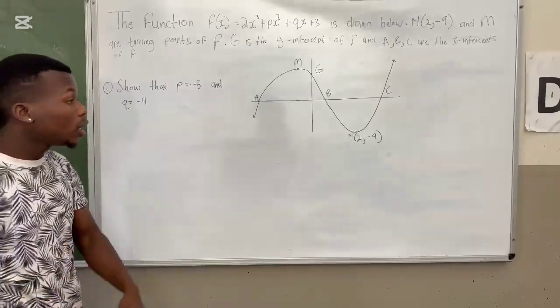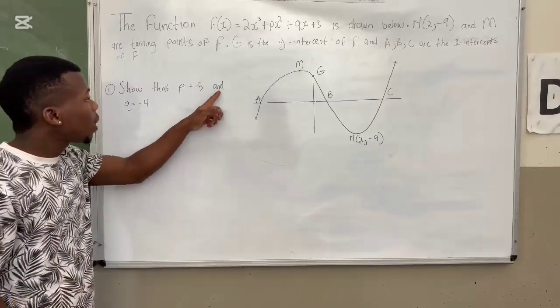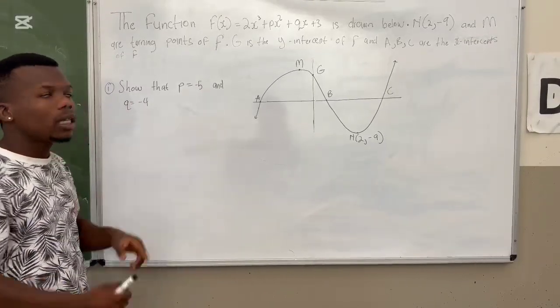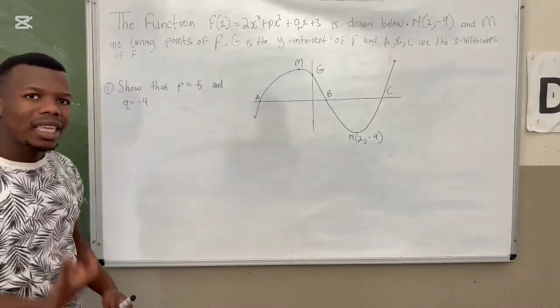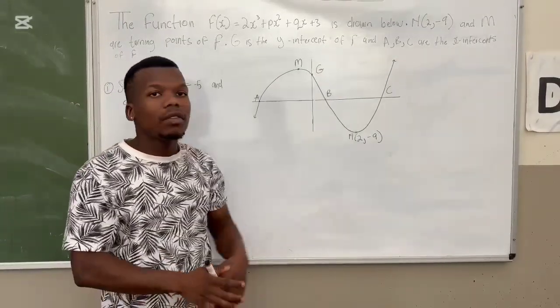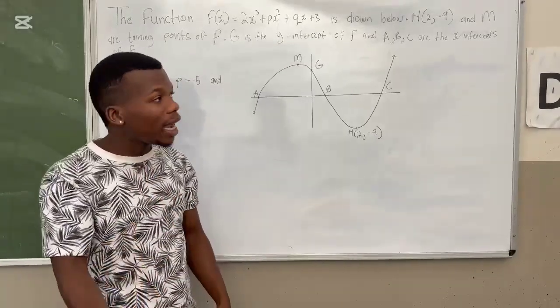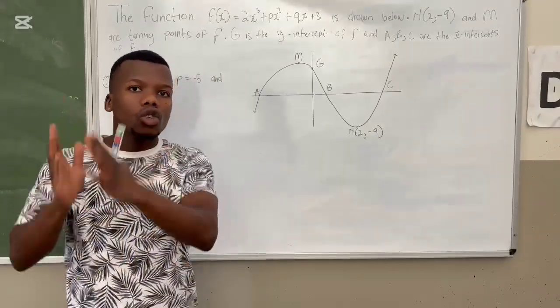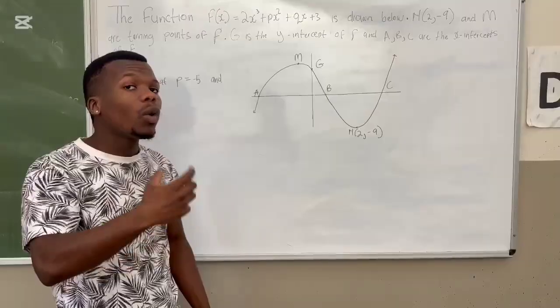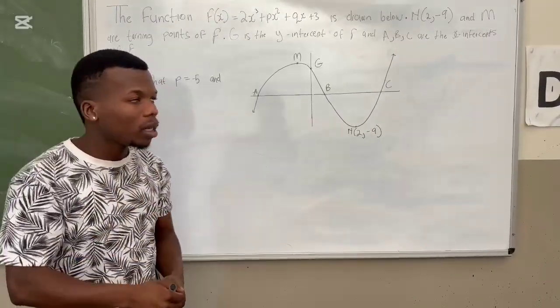Now let's check the first statement that we are given today. The first question says: show that p is equal to -5 and q is equal to -4. Now let's use what we are given in my statement. Remember, we have a point (2, -9). The x coordinate is 2 and the y coordinate is -9, meaning that they substituted 2 in my original function where they see x and got -9. What we are going to do is reverse the process.